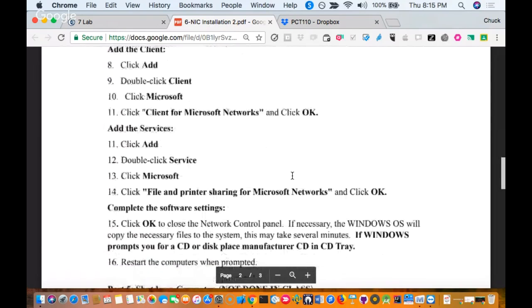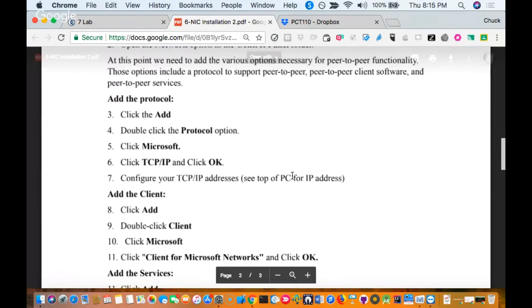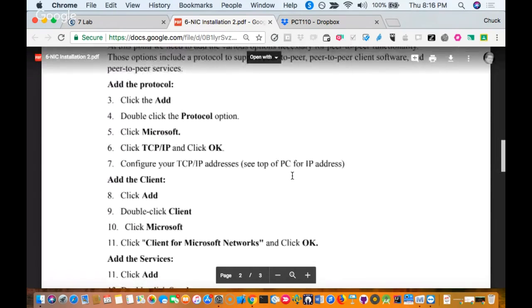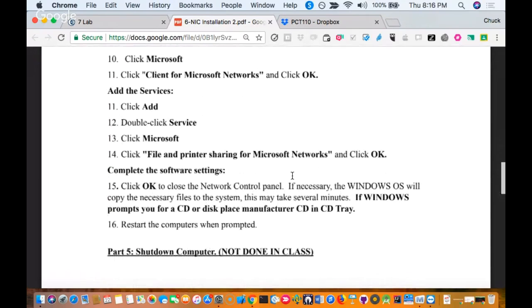Next is a client. The client, in this case, is Microsoft Client for Networks, to be able to log into a network, right? Services, file and print services. If you don't install that one for Microsoft Networks, you can't share files. You can't get files from other people on the network as well. So those 4 are needed. Again, protocol, TCP/IP, client, Microsoft Client for Networks, and then services are the file and print services.